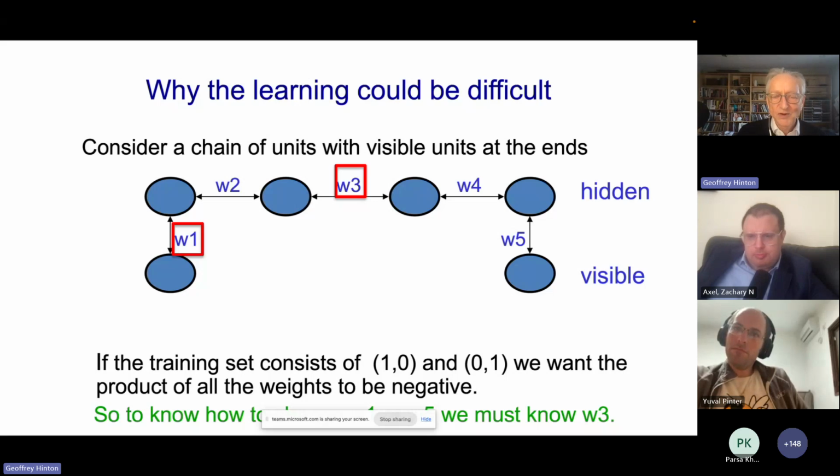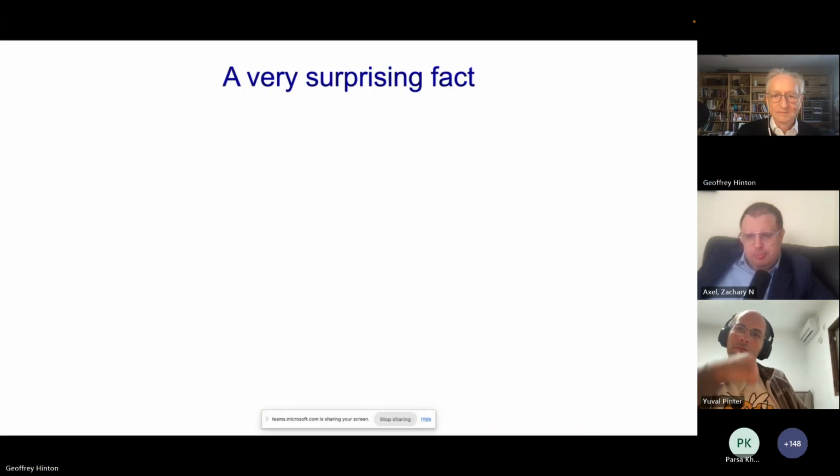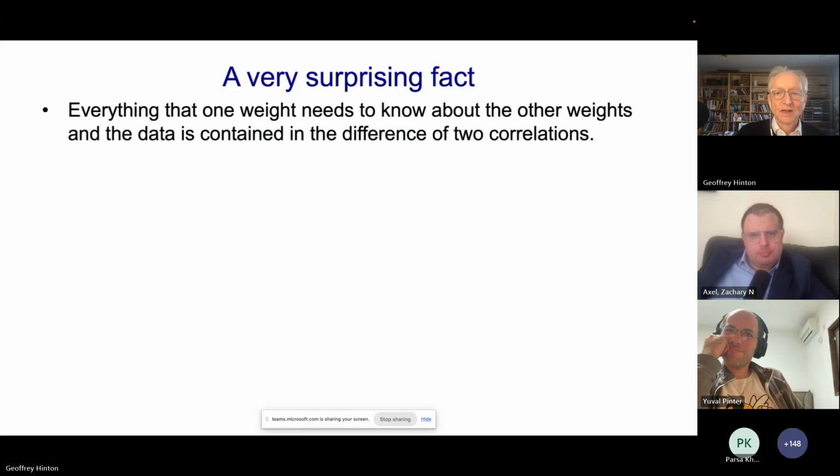But in the Boltzmann machine, you've got a completely different way of getting that information, which looks just like magic. So here's the very surprising fact. Everything one weight needs to know about all the other weights can be obtained locally by looking at 2 correlations. You don't need anything like backpropagation.